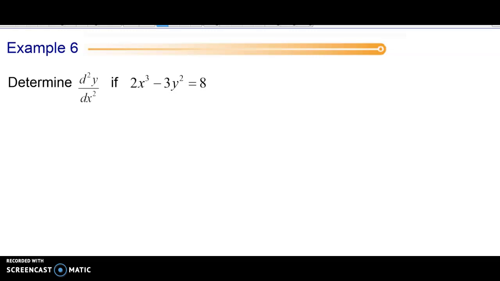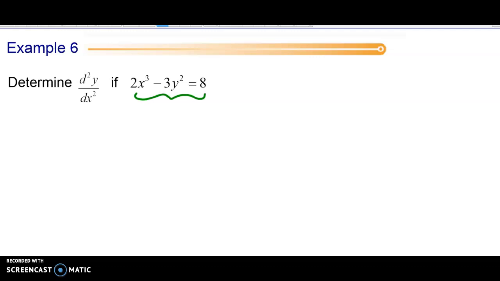This is example 6 in section 4.9. In this question, for this relation implicit, we want to find the second derivative of y with respect to x. So we're first going to find the derivative, and then we'll find the derivative again.